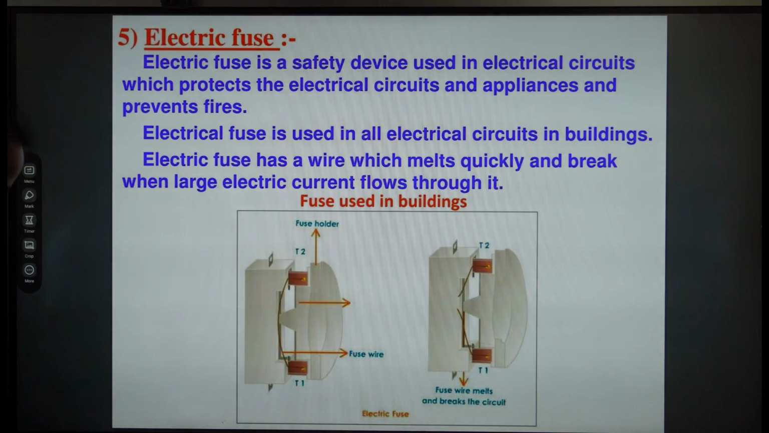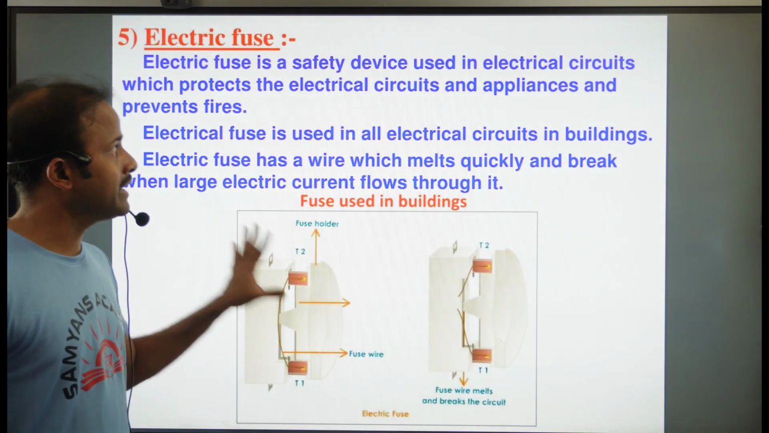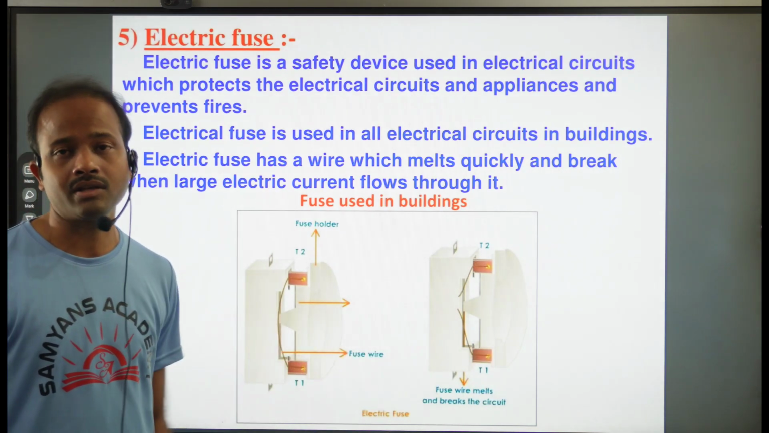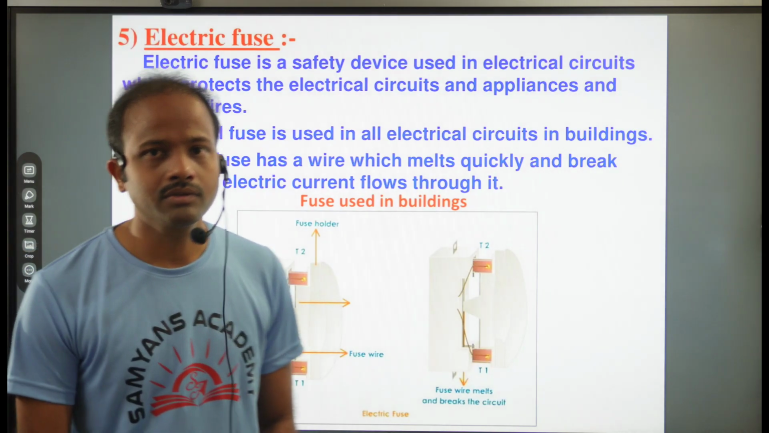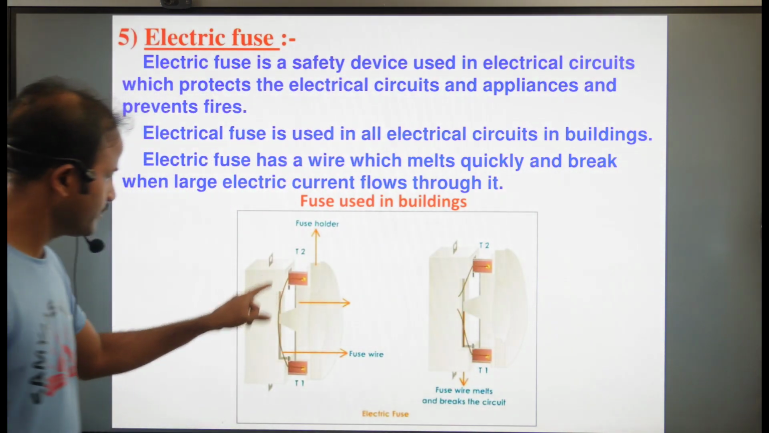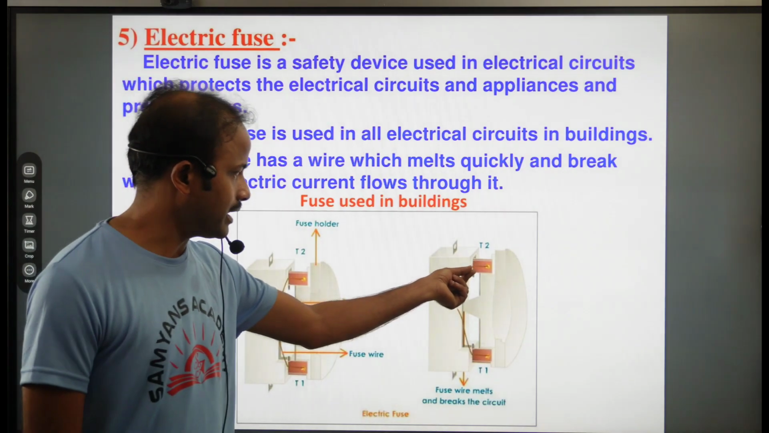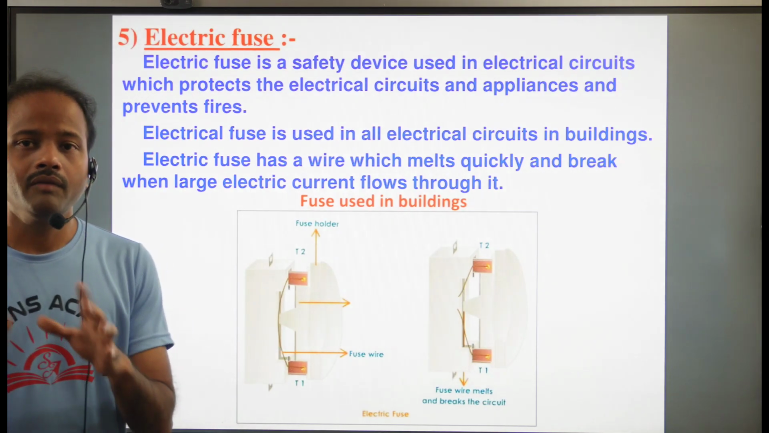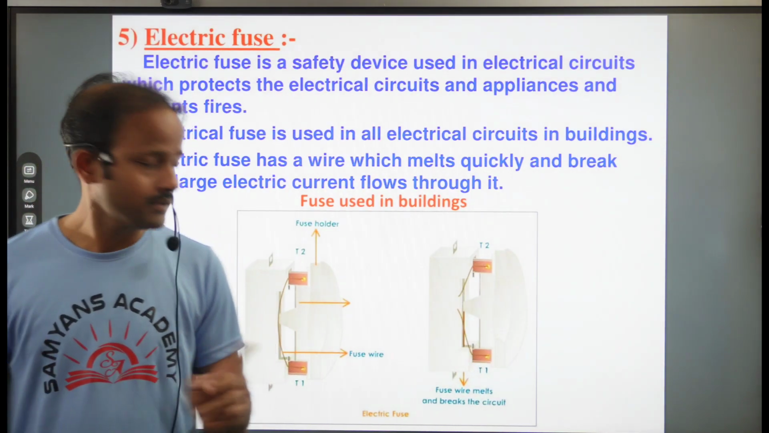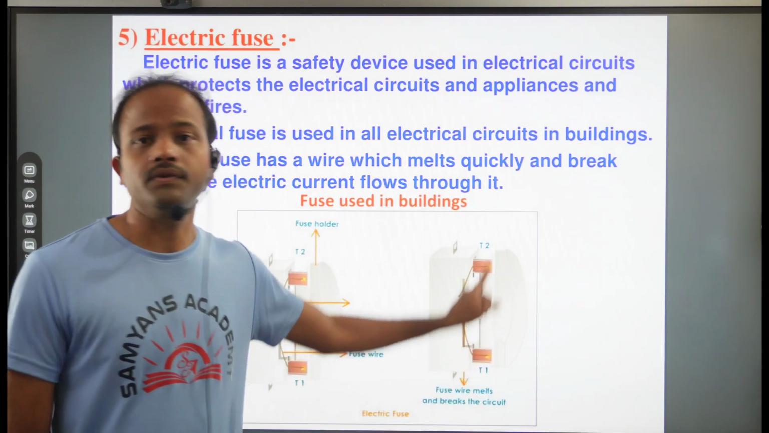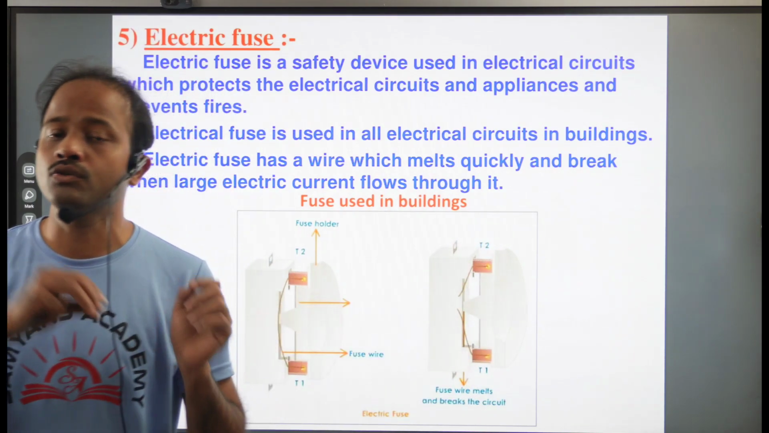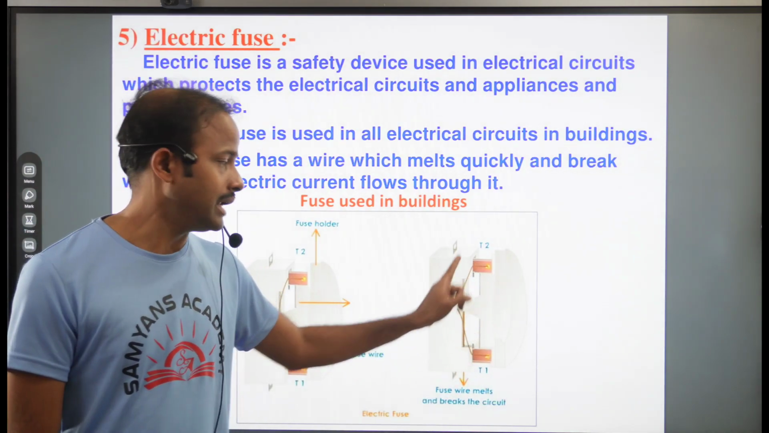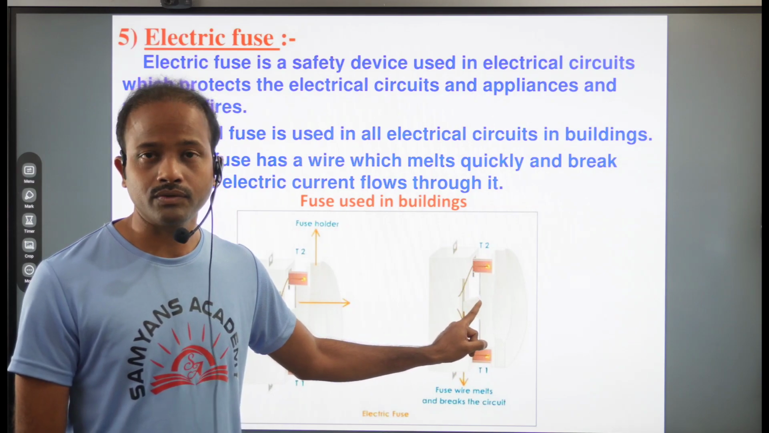Now electric fuse is there. This electric fuse is a safety device used in electrical circuits, which protects the electrical circuits and appliances also. How will it protect? Suppose now you see, this is the fuse wire, one thin wire connecting the two terminals of the fuse. When excess current flows, it first flows through this fuse. Before the electricity comes to our home, it first moves through this electric fuse.